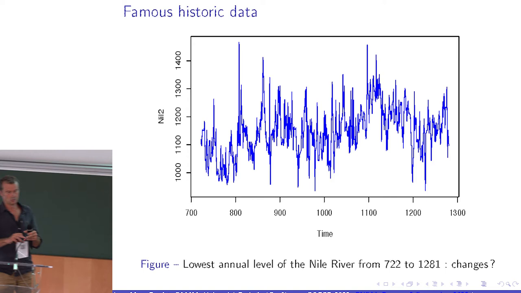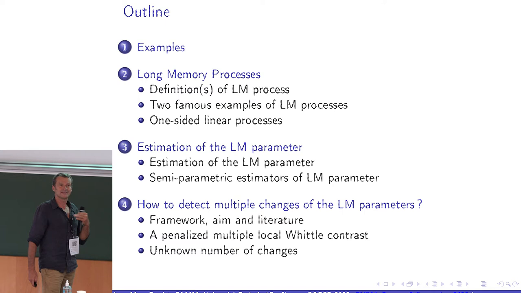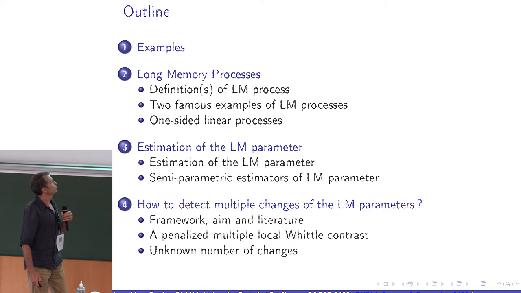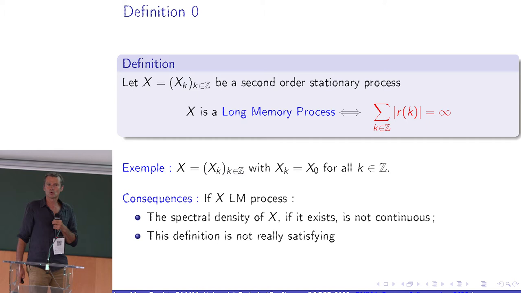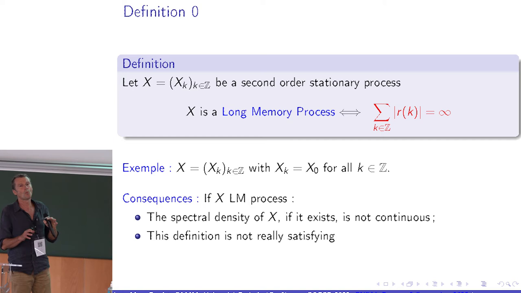The outline of this talk will be first to come back to very basic things about long memory processes, after to consider a stationary long memory process and some procedures for estimation of the parameter, and at the end only we will go back to the problem of change detection. Some very basic things about long memory processes. First, I consider a second order stationary process, and the first definition of long memory is when the sum of the autocorrelation or autocovariance of the process is infinite. So this is a more basic definition.